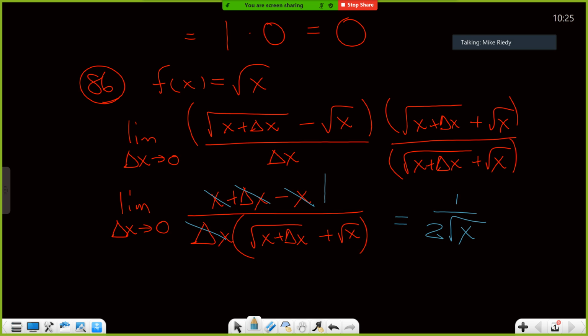In a problem like this, I would not expect you without some guidance to come up with the conjugate. Then, did you simplify it adequately enough? And then the last little tidbit is, did you take the limit correctly? Did you put 0 in for delta x and get the correct answer?